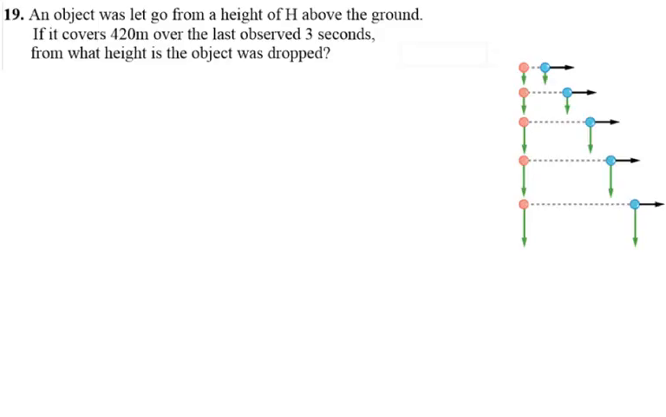Here's one interesting question. It's more like a math question than a physics question, but I still wanted to do this with you. An object was let go from a height of h above the ground. If it covers 420 meters over the last observed 3 seconds, from what height was the object dropped?